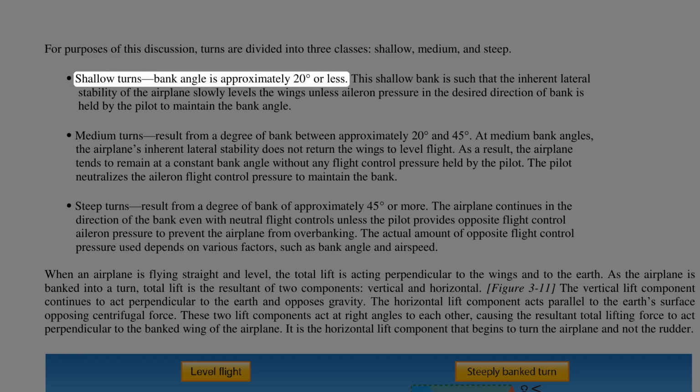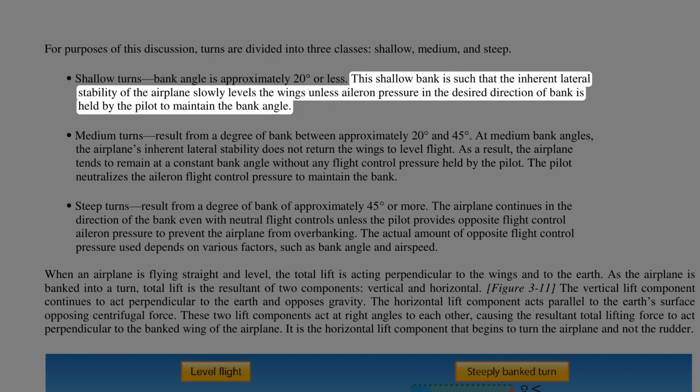Shallow turns. Bank angle is approximately 20 degrees or less. This shallow bank is such that the inherent lateral stability of the airplane slowly levels the wings unless aileron pressure in the desired direction of bank is held by the pilot to maintain the bank angle.